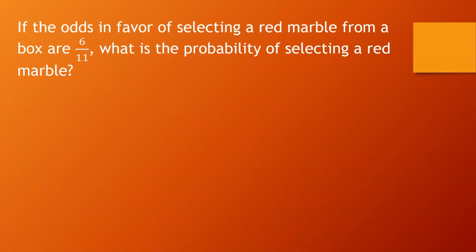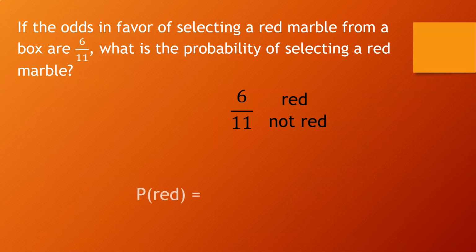So let's see how odds and probability can work together within some problems. Suppose the odds in favor of selecting a red marble from a box are 6 to 11. What's the probability of selecting a red marble? So think about what the odds in favor of 6 to 11 means. If it's odds in favor of selecting a red marble, that means there are 6 red marbles for every 11 marbles that are not red.